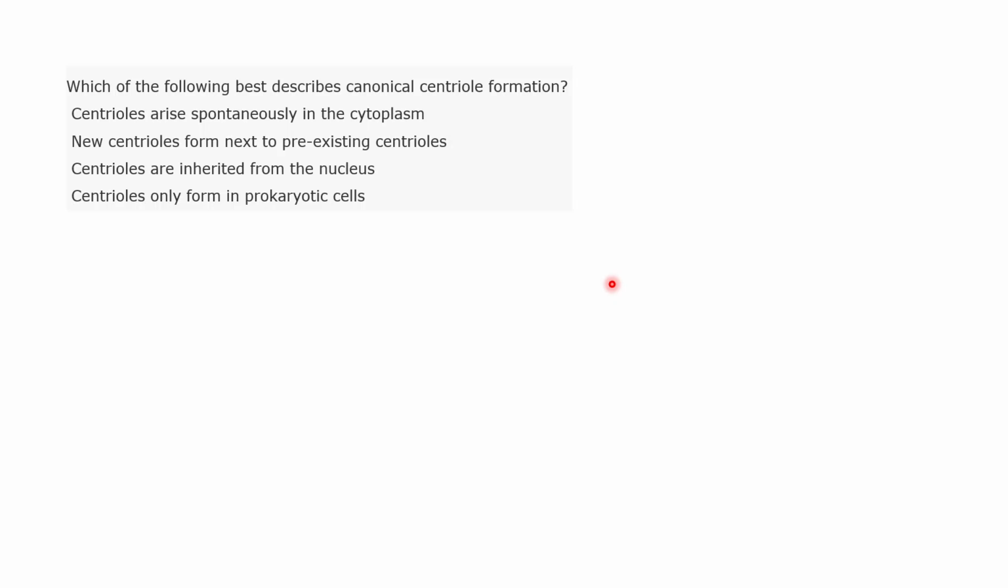Okay, I am getting option number 2. Any other option? Okay, I think all of you are agreeing with option number 2, right? Yeah, basically you are right. In case of canonical centriole formation, new centrioles arise next to pre-existing centrioles. So if you look at the first statement, centrioles arise spontaneously in cytoplasm. That is also a right statement, but this is not something related to canonical centriole formation.